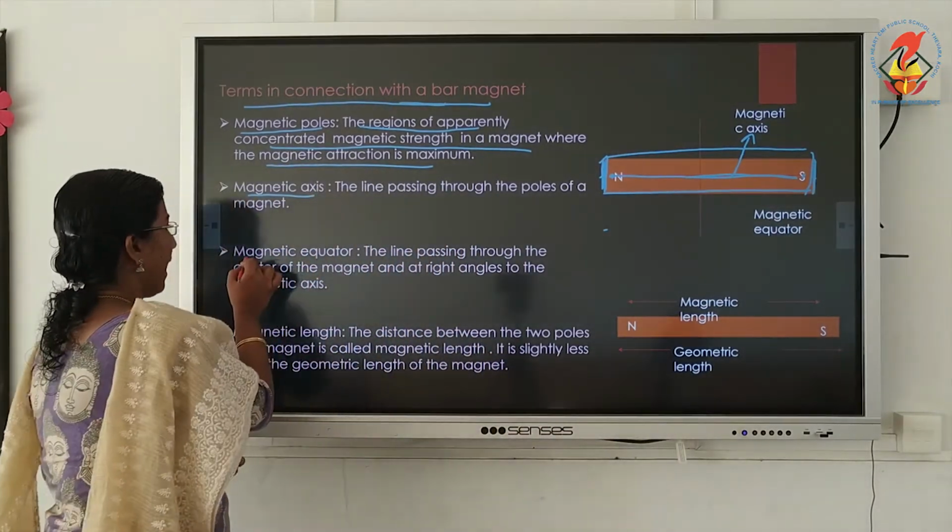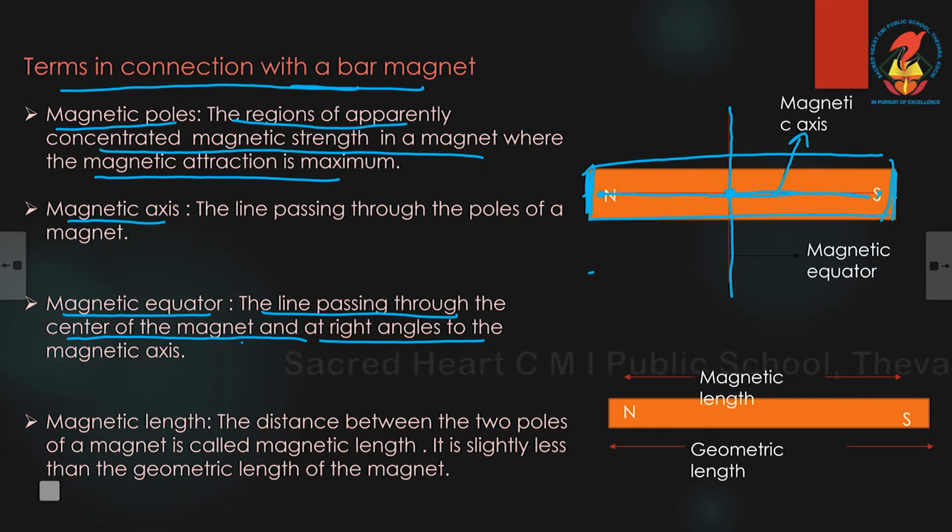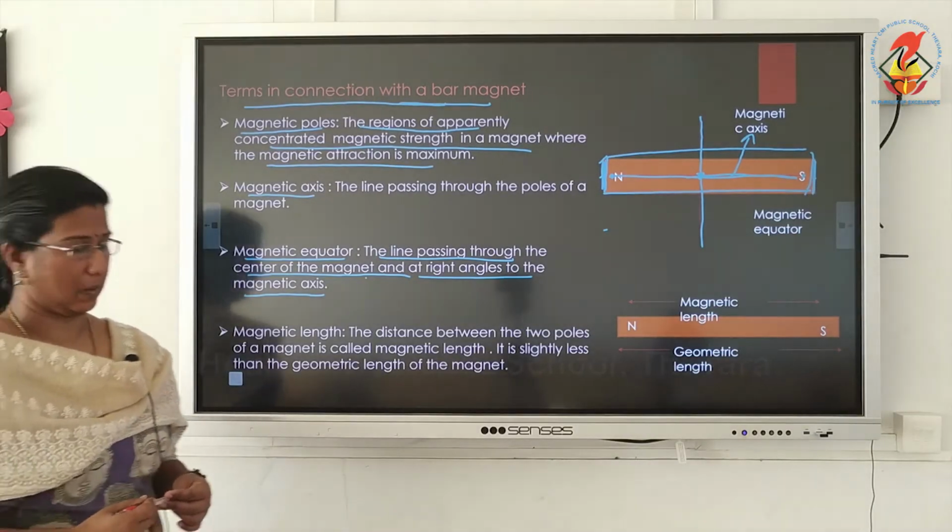Next one, magnetic equator. The line which is perpendicular to the magnetic axis and passing through the center of the magnet is what we call the magnetic equator. The line passing through the center of the magnet and at right angles to the magnetic axis is what we call the magnetic equator.